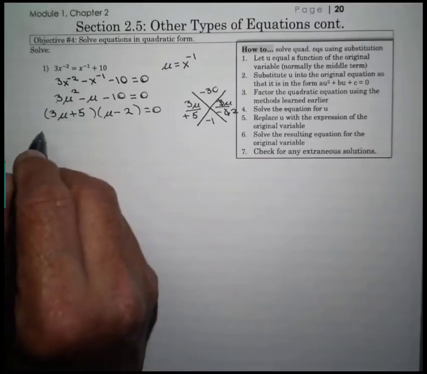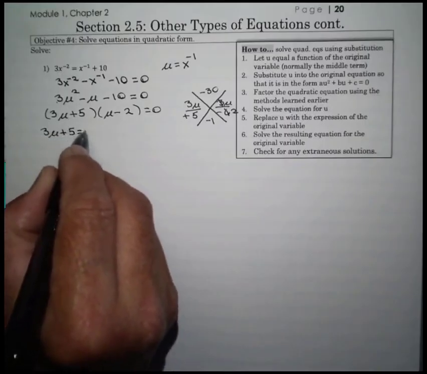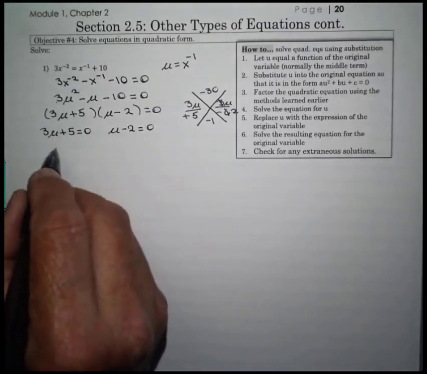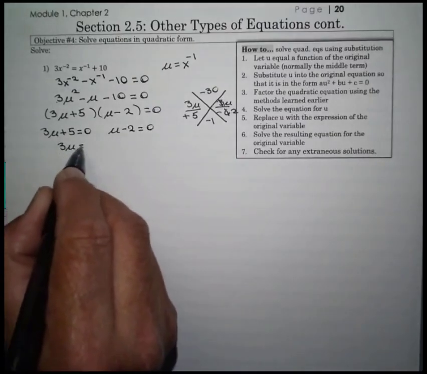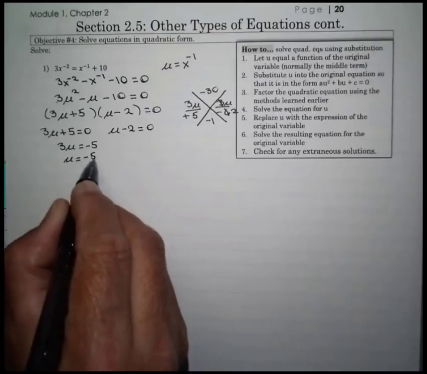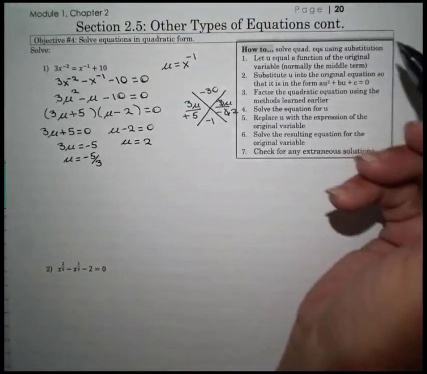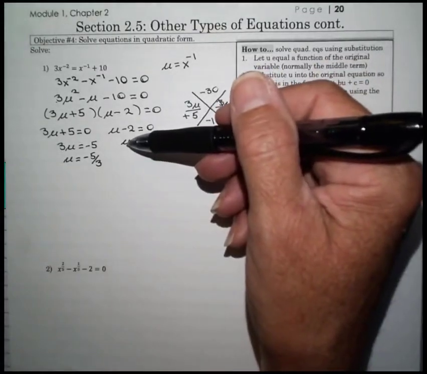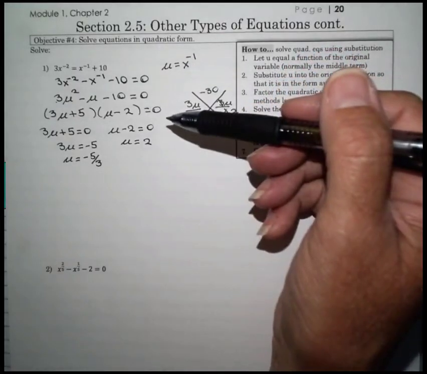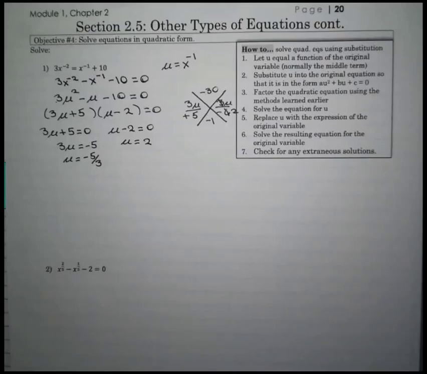All right, let's set these up. 3u plus 5 equals 0, and u minus 2 equals 0. So I'm going to have 3u equal to negative 5, and u is equal to negative 5/3. Let's do this one. u is going to equal 2, right? Now, those are our solutions as far as u goes. But now what I need to do is substitute x to the power of negative 1 back in for my u's, don't I? I need to substitute back in so I can see what it actually is.